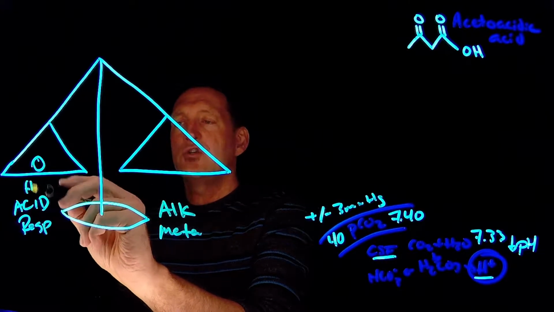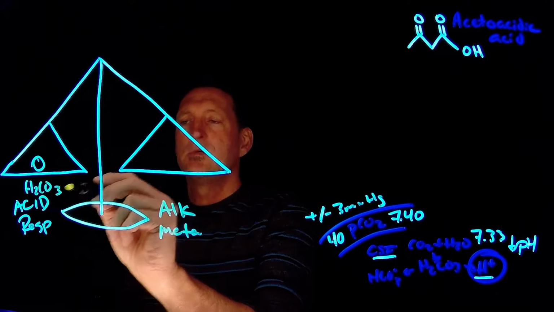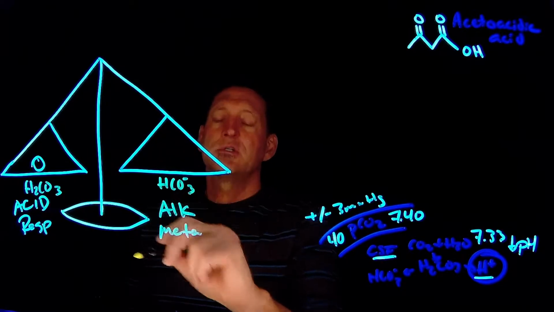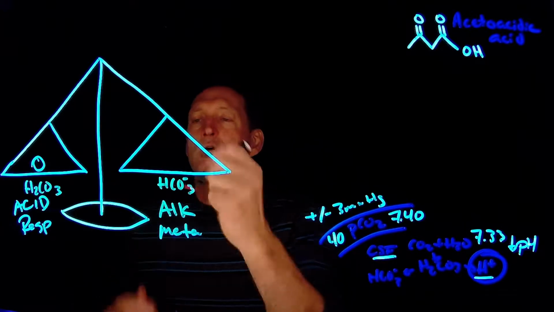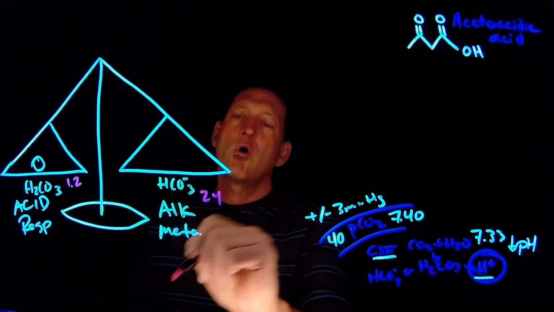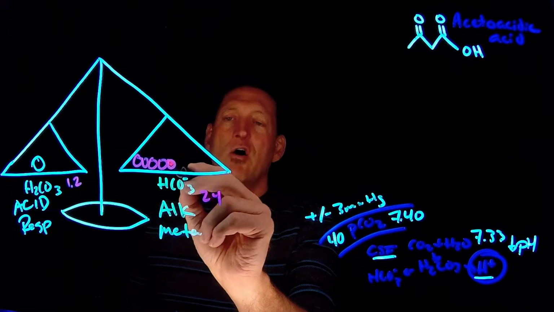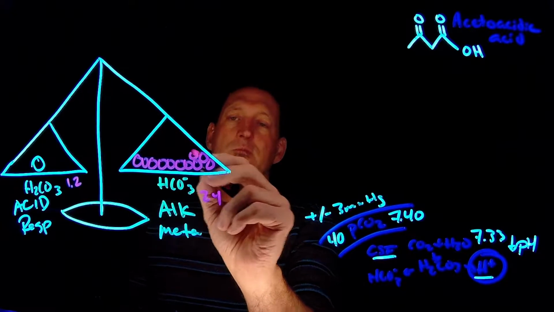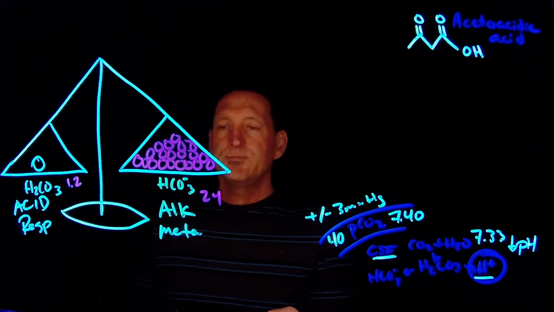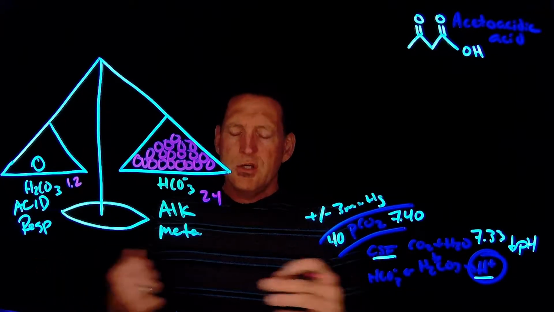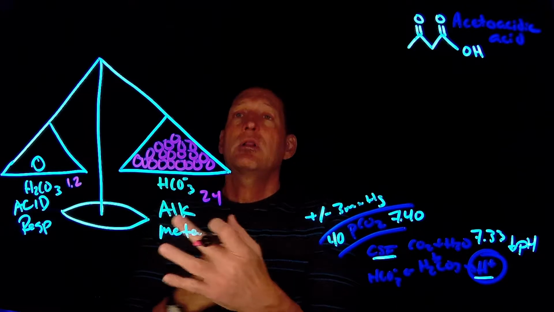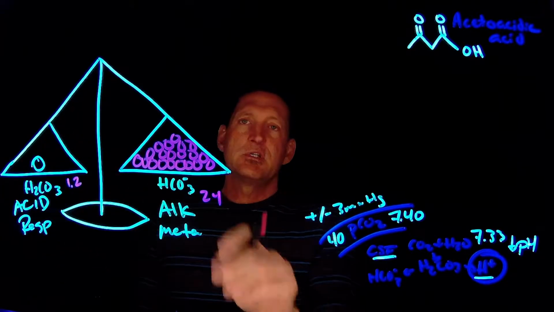So over here I have H2CO3, and over here I have bicarbonate, and as we've already pointed out numerous times, this is a 1:20 ratio. For every 1.2 milliequivalents of carbonic acid, I have about 24 milliequivalents of bicarbonate. All right, so there's a 1:20 ratio. Typically what's taking place is this side of the scale is responding to something over here.